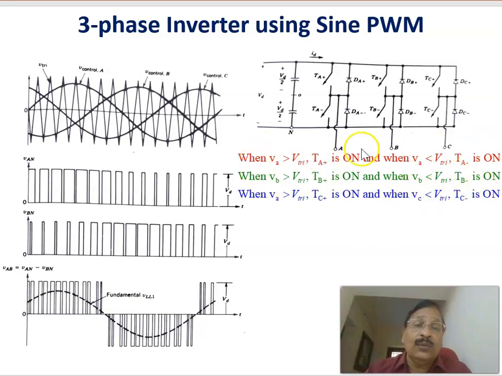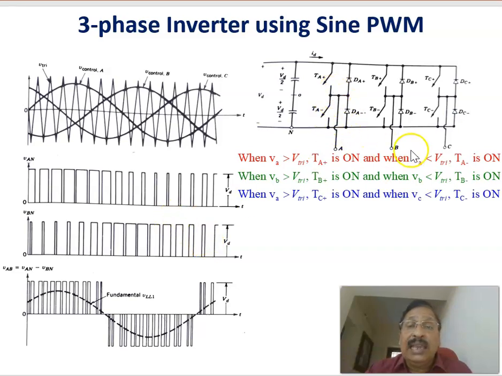Applying this control law, we can get the voltage of leg point A with respect to N, that is VAN. This voltage level is VD, and this plot is VAN. Similarly, this one is VBN, the voltage with respect to the neutral point, and this is its plot. Again, the pulse width is changing proportional to the magnitude of the sinusoidal signal. This is VAN and this is VBN.